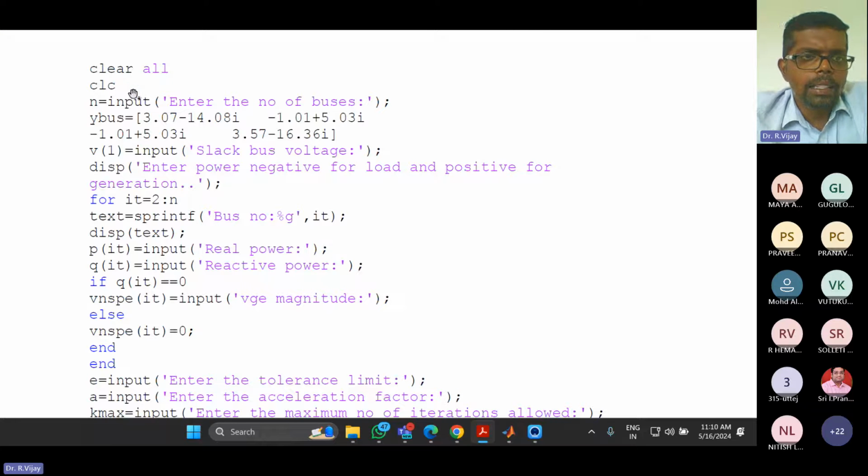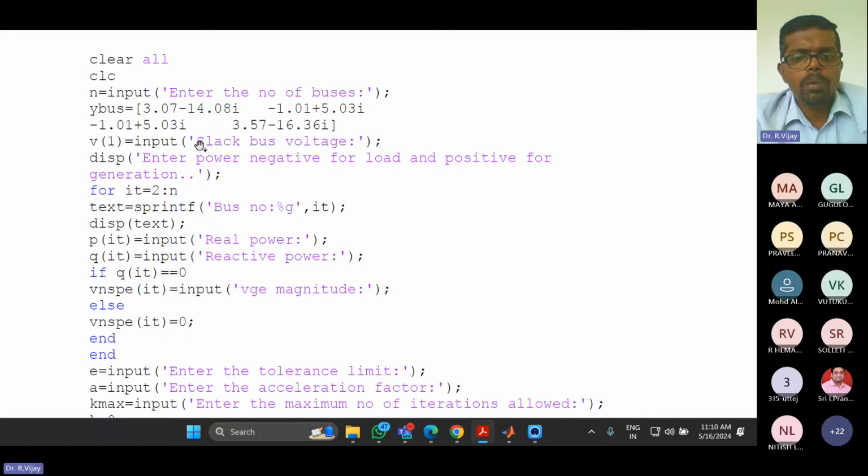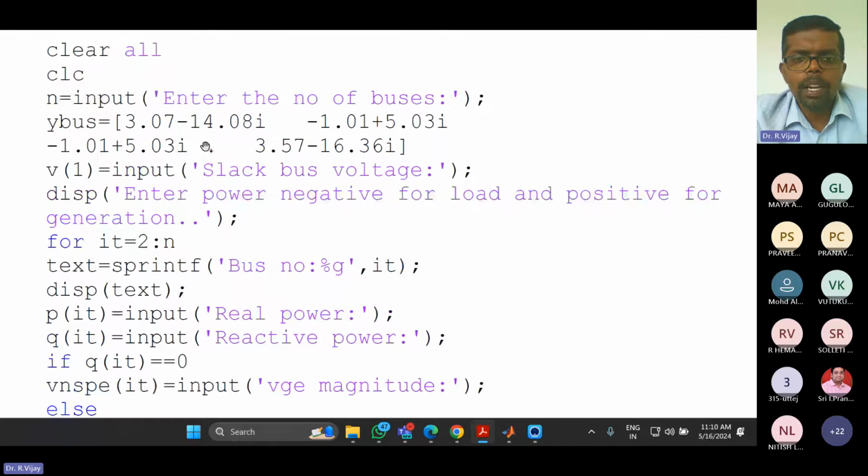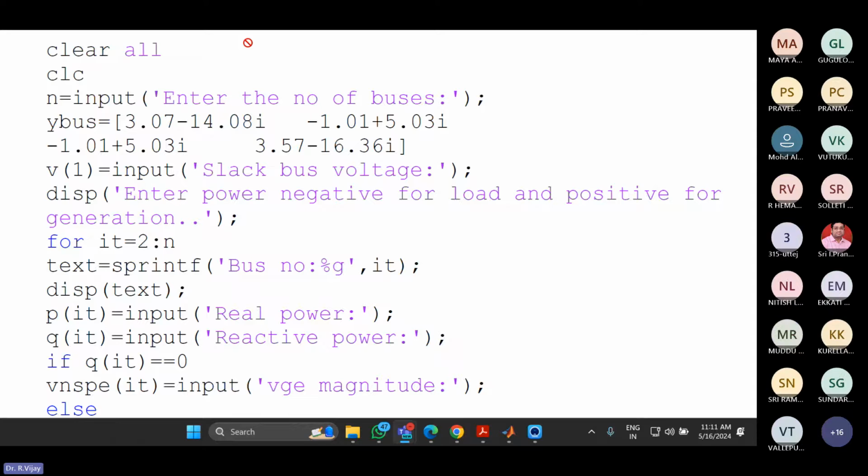Clear all, clc. This clears your window and clears all your variables. Next, I have taken the number of buses as n. n is equal to input number of buses, and the YBus matrix I have taken directly in the program itself. Actually, this is the wrong procedure, but to reduce the steps I have taken the YBus matrix directly. But actually, you need to write a small program for calculating the YBus matrix.